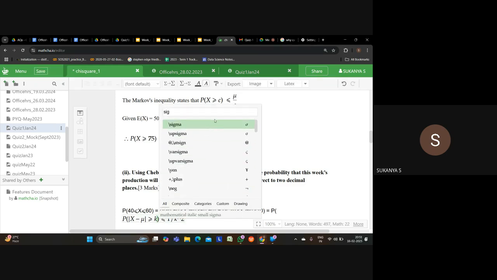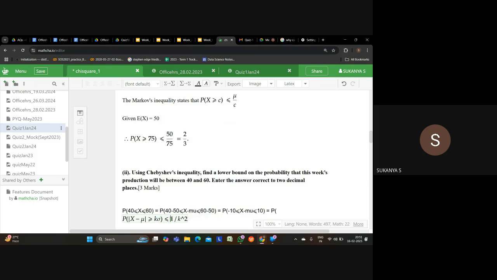Probability of modulus of x minus mu less than 10. What is mu? Mu is given to you, 50. So probability of modulus of x minus mu less than or equal to 10. This is our formulation. And we have the other formula here, right?